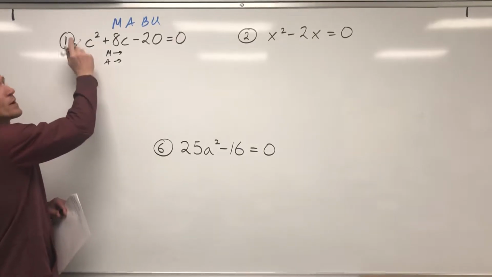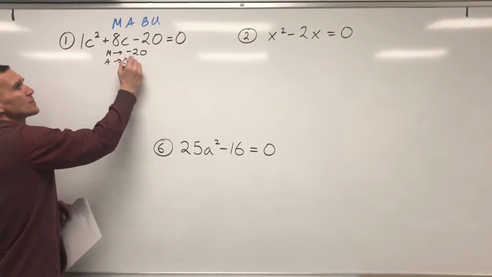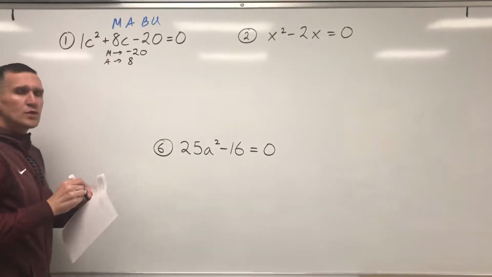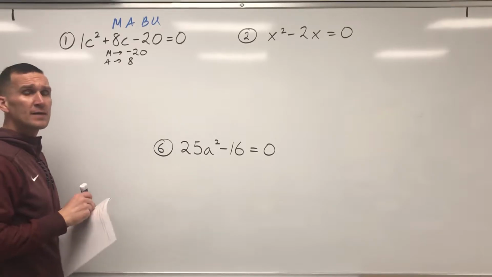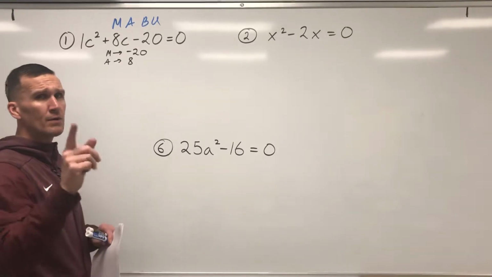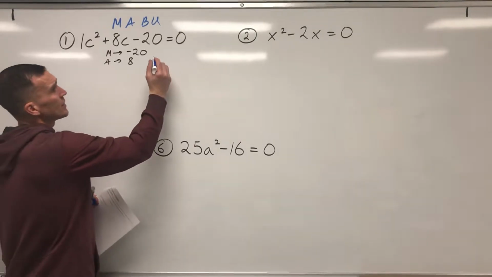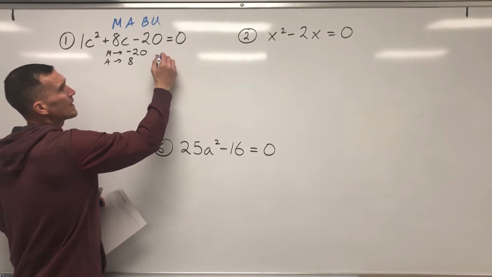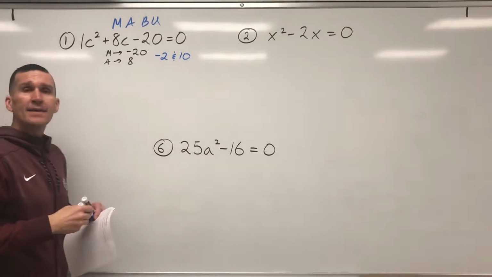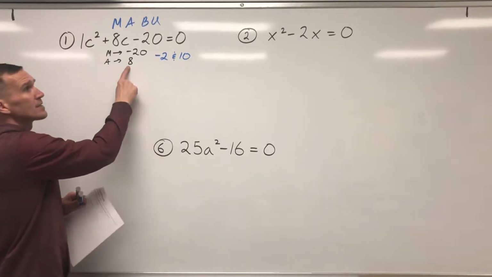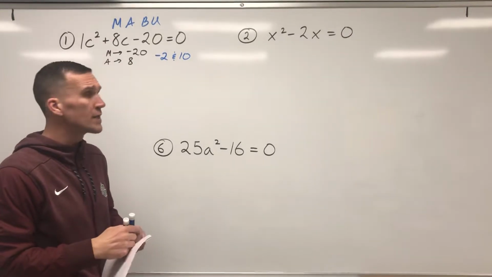So when I do this, I can write my M number, my A number. My M is the front 1 times -20, and the A number is +8. Well, what two special numbers multiply together to be -20 and add together to be +8? You can pause it right now, think about it. And the correct answers are -2 and +10. They add together to be +8, they multiply together to be -20. That was the hardest step for most kids.